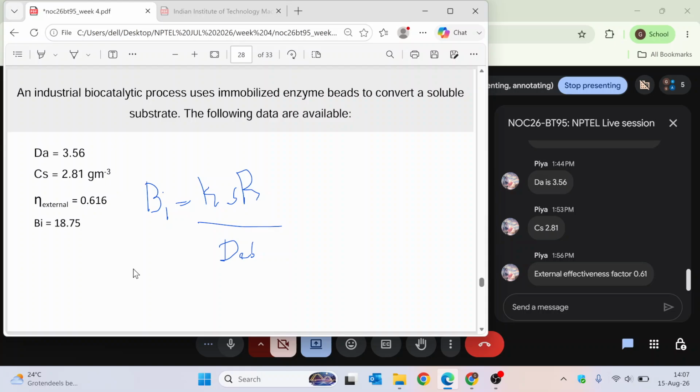So if you directly substitute all the values, your internal Biot number is going to be 18.75 as mentioned here. And in case of your Biot number, like the Damköhler number, you have the effects of the value of the number. So if the Bi is less than 100, then external mass transfer still influences the overall rate of your reaction. This is how you find your internal Biot number. Formula is Bi is equal to Ks into R divided by Des.